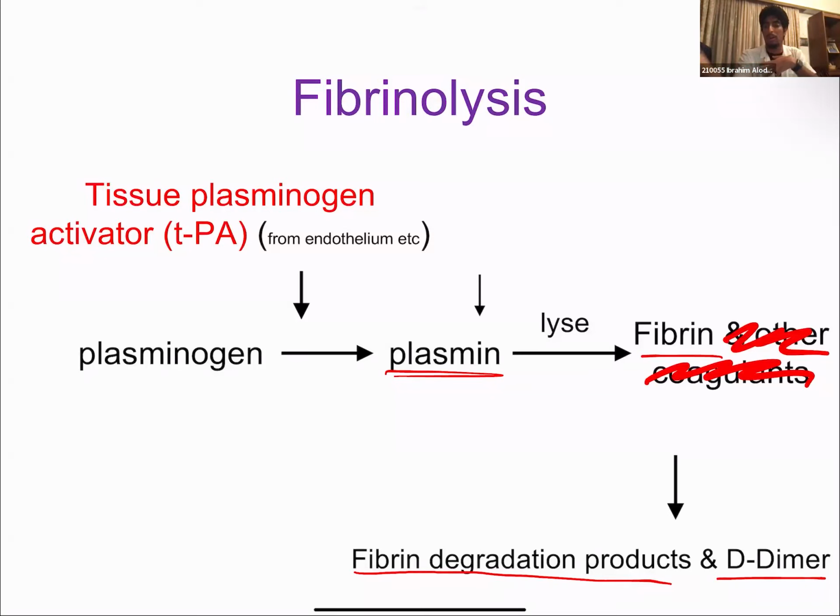Are they breaking down their clots more than they need to? Then you can check the levels of these, because if there's a lot of clot breakdown happening, that means that these levels are going to be elevated. All right. So we get what's happening with how tissue plasminogen activator, or TPA, is converting plasminogen to plasmin.